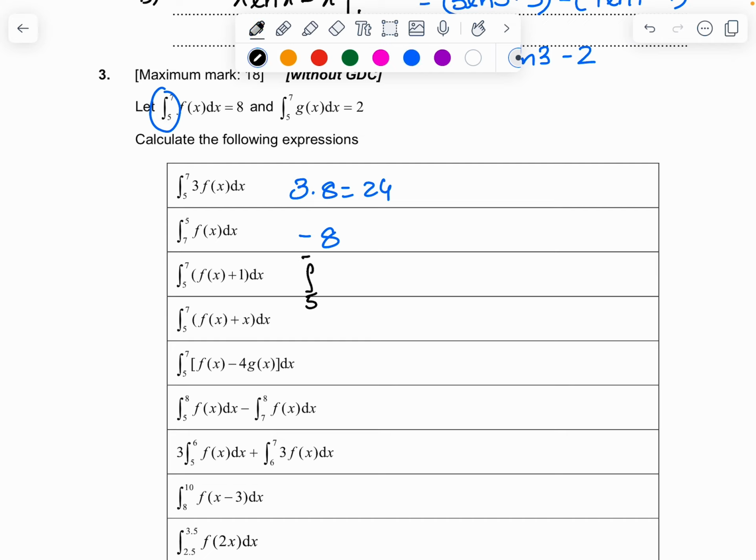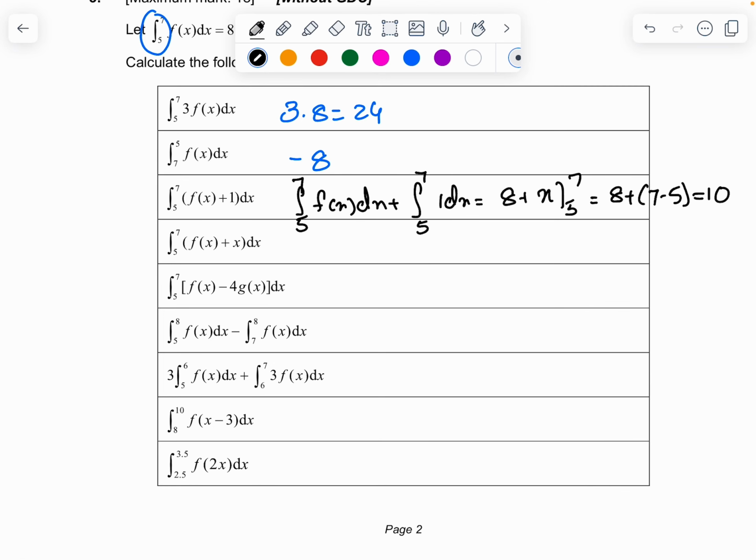Now what does this become? Integral of 5 to 7 f of x dx plus integral of 5 to 7 1 dx. So this is 8 plus x from 5 to 7, which is nothing but 8 plus 7 minus 5, which is 10. Now to the next part.